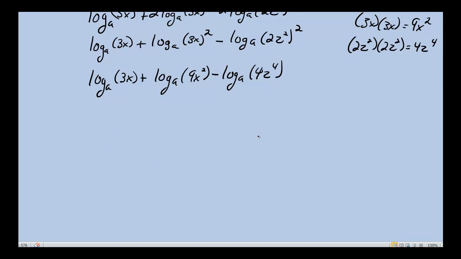Now, since I have gotten rid of all those coefficients and made some very nice arguments that are very easy to manipulate, I'm going to work through this step by step. I realize here I'm adding two logs with the same base. Therefore, I know I can multiply.